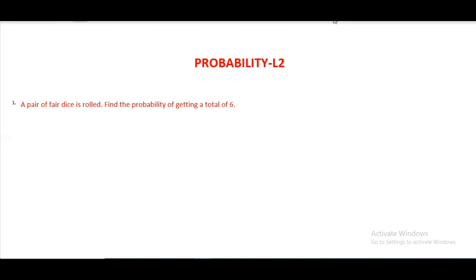This video we are doing based on the classical definition of the probability. Here we are going to discuss some conceptual problems based on the classical definition of the probability.